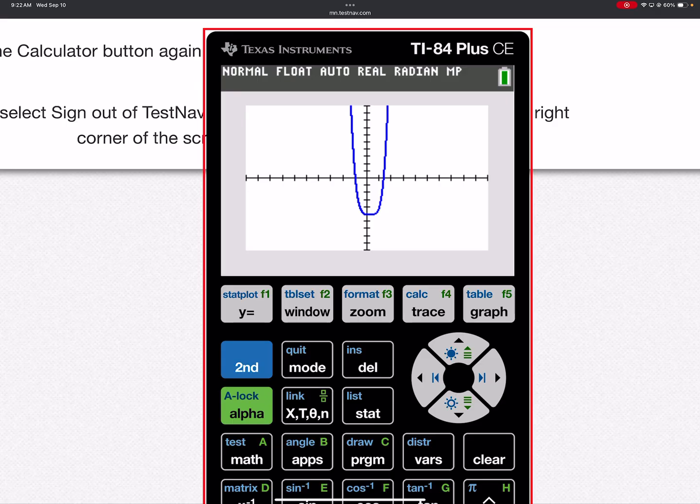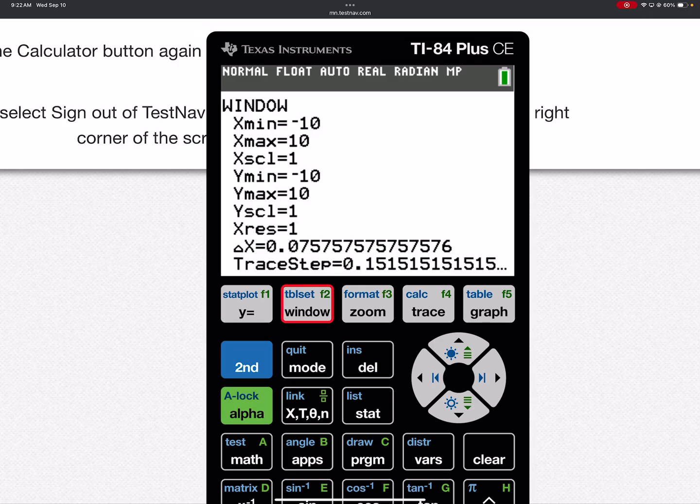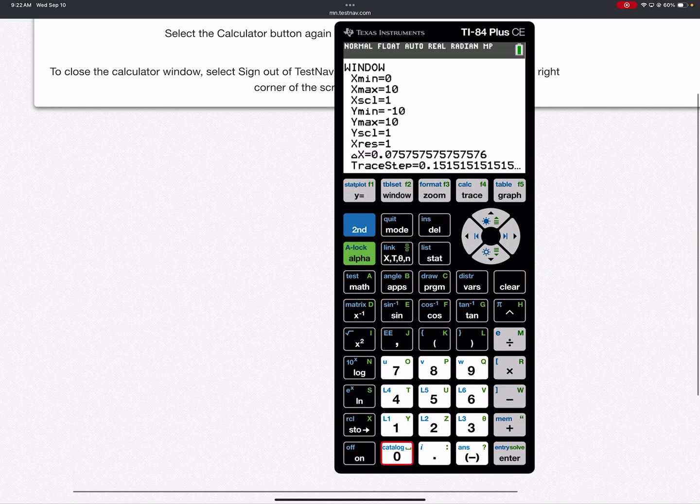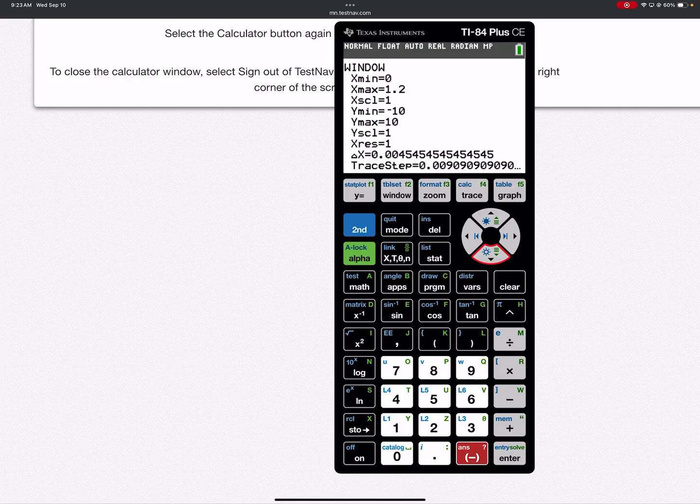I know that it's between, it looks like, 0 and 1. Do you see how the y value goes 1, 2, 3, 4, 5, maybe like -6? I'm going to change the window for the x minimum to 0, and for the x maximum, let's just type in like 1.2. For the y minimum, scroll down there and change it to -6, and then make the y max like 0.5.